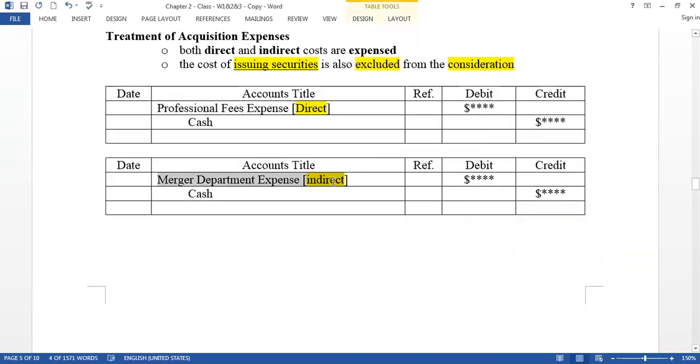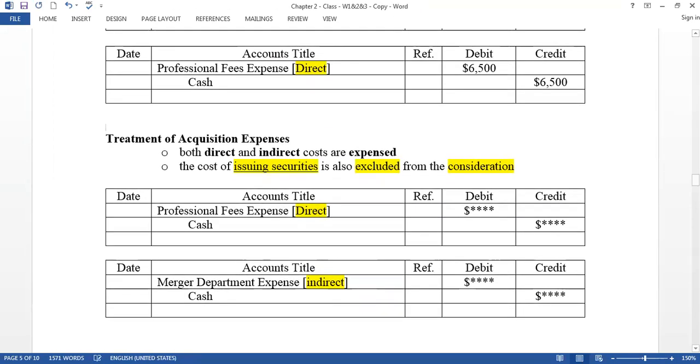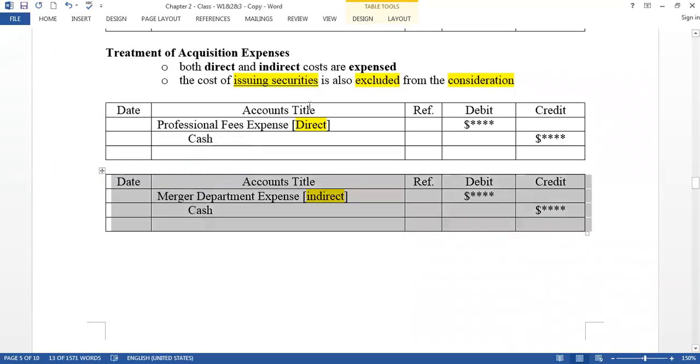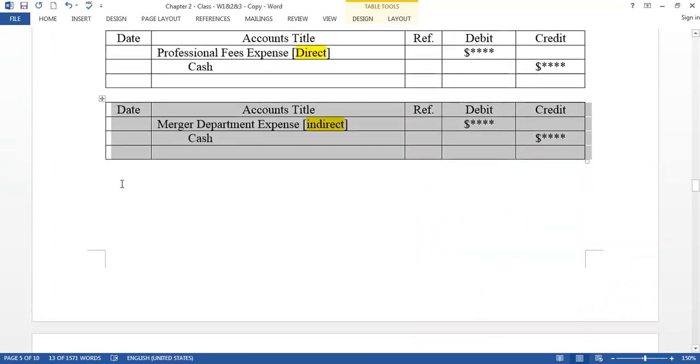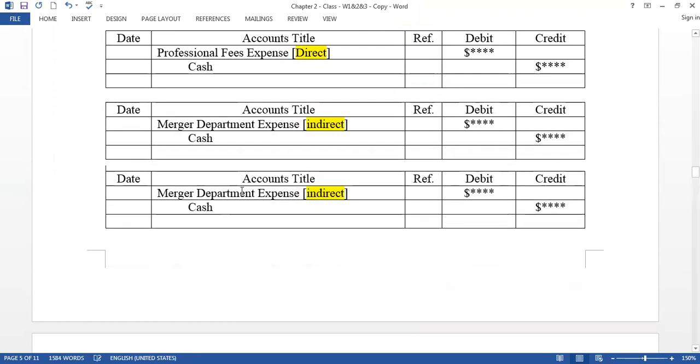We excluded indirect expense. Then in our question, if we have acquisition cost for issuing securities, we also have to exclude it. And what is the journal? Then we have another thing called additional paid in capital.